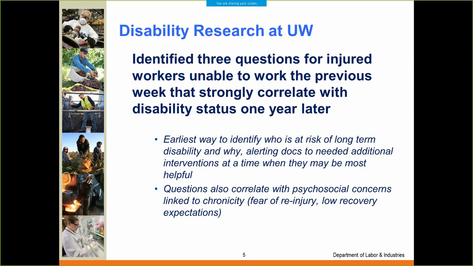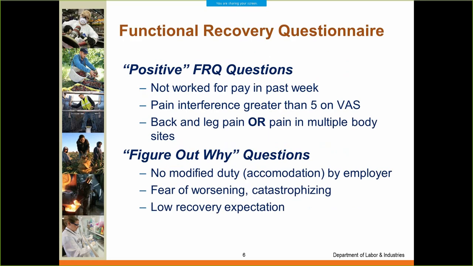So research that's been done at the University of Washington has identified 3 questions for injured workers who are not able to return to work in the previous week due to their work injury. And if this is administered within 2 to 4 weeks after their injury takes place, it looks like we can identify who's at risk of becoming long-term disabled. And perhaps even more importantly, we've identified some questions that will help us identify why they may be in that situation. There are 6 questions, and the first 3 are the ones that dial in that they're in the risk category.